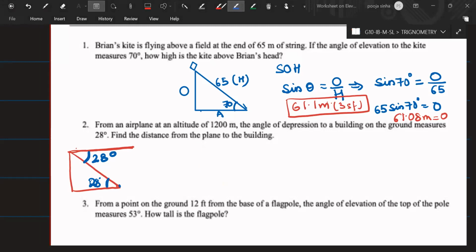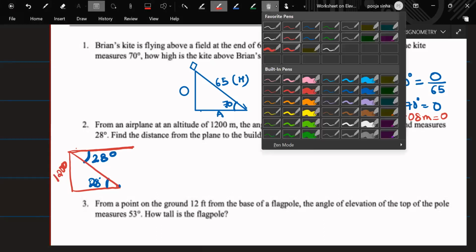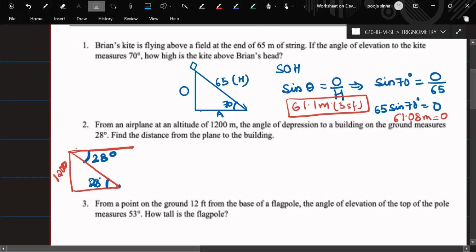Please do the question now. This is 1200. Find the distance from the plane to the building. Plane to building, what is the distance? What exactly are we trying to find out? From the plane to the building. This is your plane and this is your building. What are we finding out? Hypotenuse. You are supposed to find the hypotenuse, right?